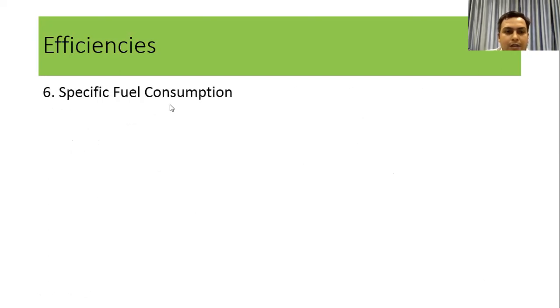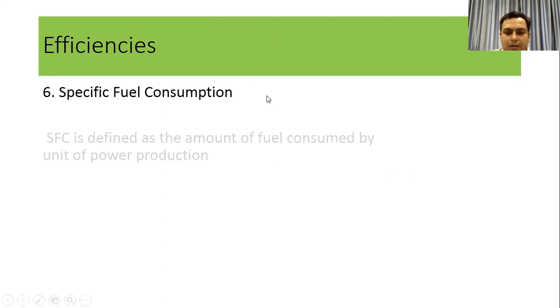Then next is specific fuel consumption. It is also an important parameter. In general terms, suppose we say that our bike has an average of 25 kilometers. It means it runs 25 kilometers on the consumption of one liter of fuel. In the same way, specific fuel consumption is expressed in this term.